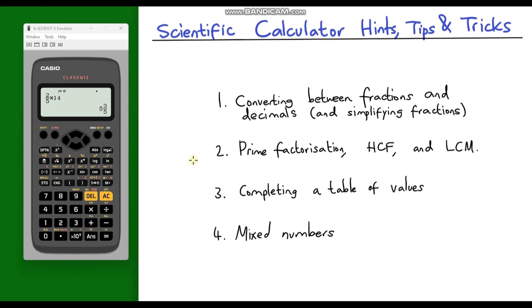Now your GCSE Maths exams are fast approaching. Your first one will be next Friday. So I thought I'd do a video just to give you some hints, tips and tricks with using your scientific calculator. So we're going to go through 4 separate topics, and if you're already comfortable and strong in any of these topics, please feel free to skip along to any one of these particular chapters.